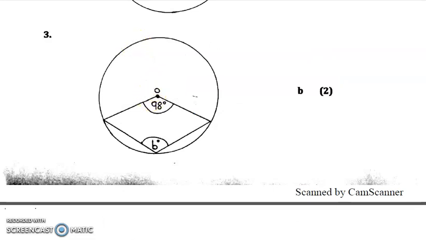To find this part which is above 98 degrees, we'll say 360 minus 98, which will give us 262. Therefore, this part is 262 degrees. And then afterwards, we will use the theorem which says the angle at the center is twice the angle at the circumference. Therefore, the angle B will be 262 divided by 2, which is 131. Therefore, the angle B is equal to 131 degrees. We are done with this.